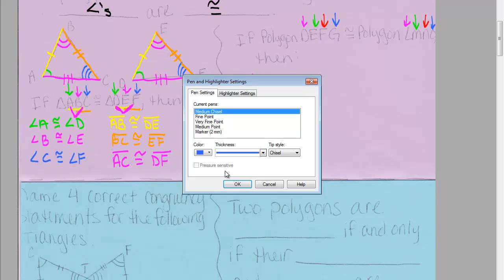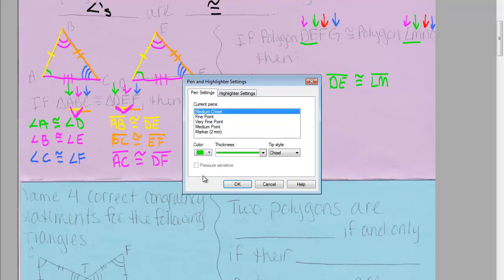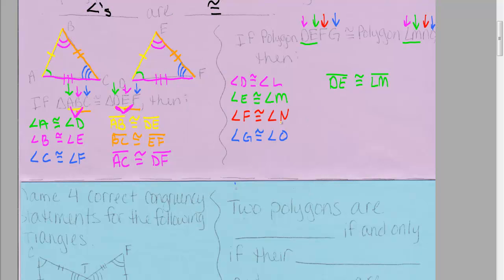Now we need to talk about all the different sides. So we have DE are the first two letters and LM are the first two letters of the right polygon. So side DE is congruent to side LM. Side EF is congruent to MN.